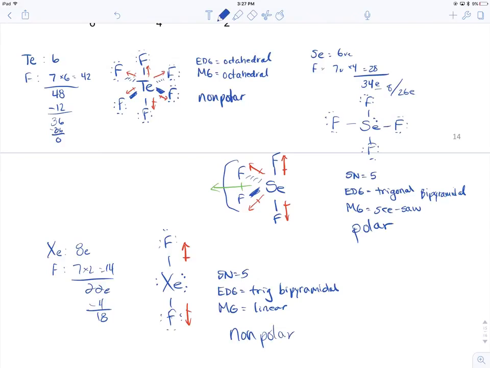So, if we follow the steps for drawing Lewis structures and we consider how these molecules look in 3 dimensions, we can determine whether or not a molecule is polar based on whether or not the bond dipoles cancel or not.